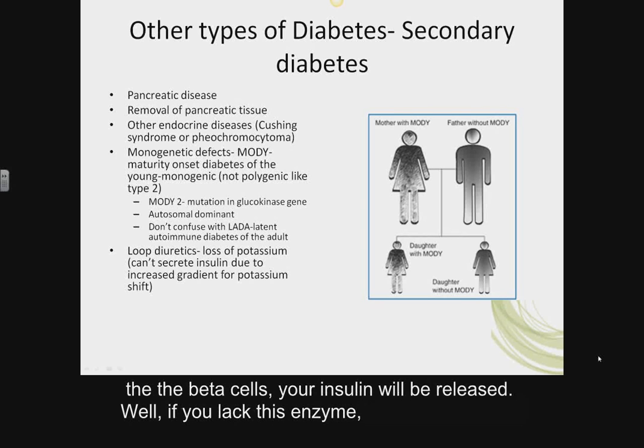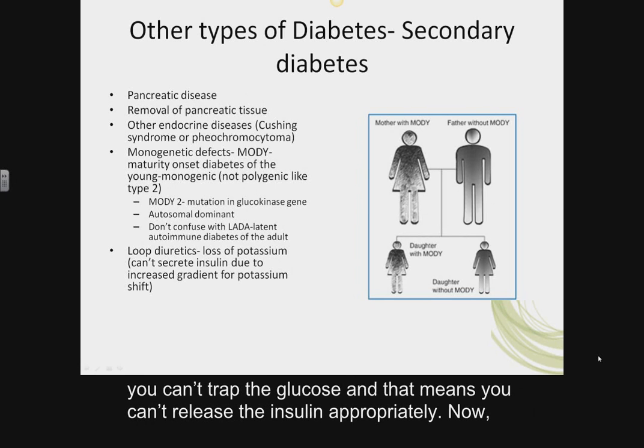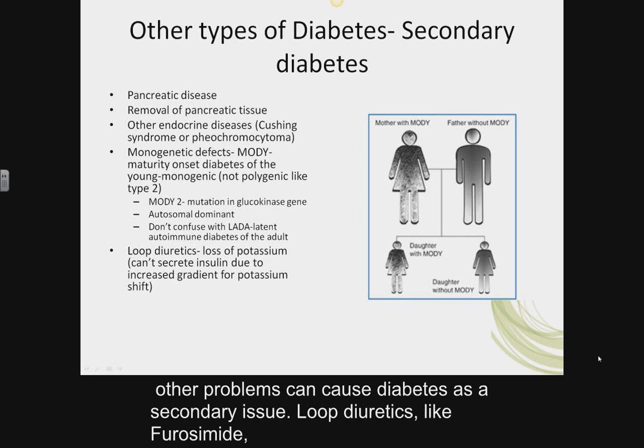So by phosphorylating it, we trap it, and that means in the beta cells, your insulin will be released. Well, if you lack this enzyme, you can't trap the glucose, and that means you can't release the insulin appropriately.